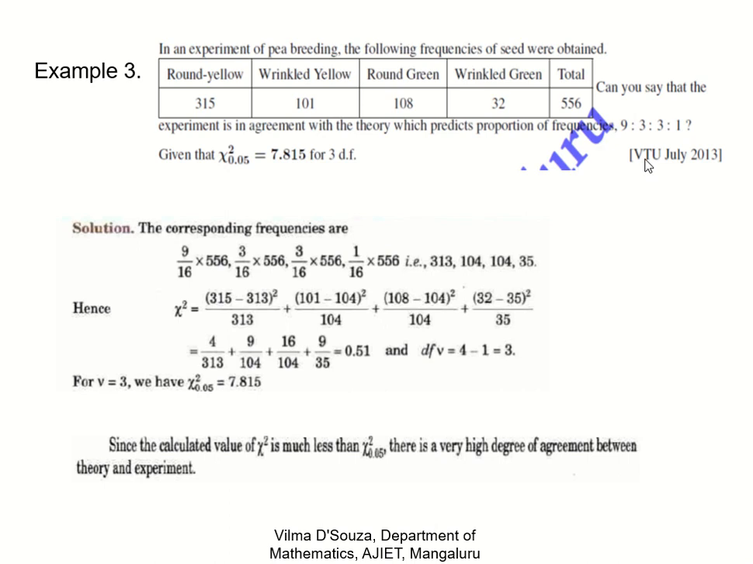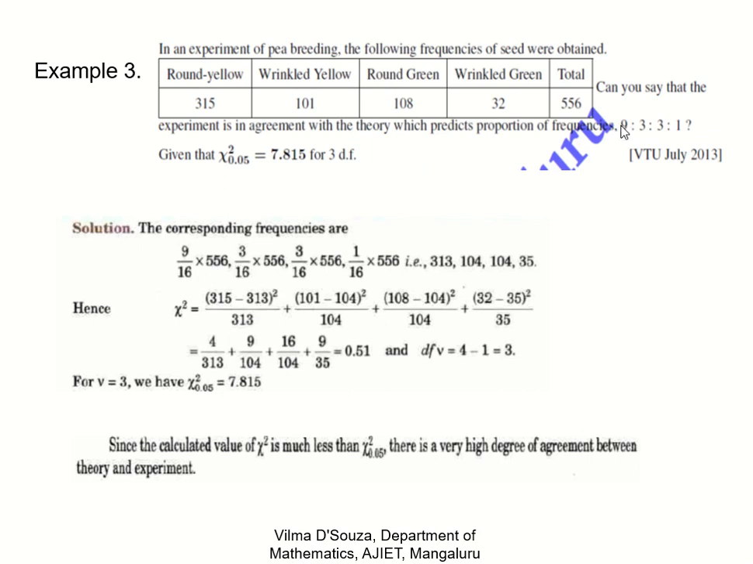So check out 9:3:3:1. Out of total 16, 9 times it is round yellow. The proportion of round yellow seeds is 9 by 16, the proportion of wrinkled yellow is 3 by 16, round green is 3 by 16, and wrinkled green is 1 by 16. So how many total do you have? 556. Using this you calculate the expected frequencies.